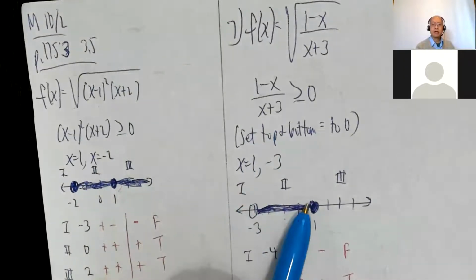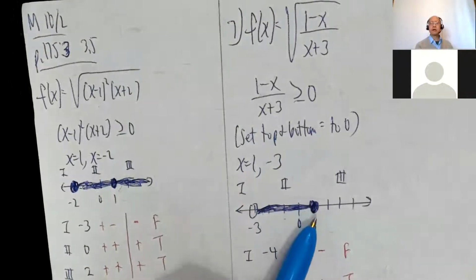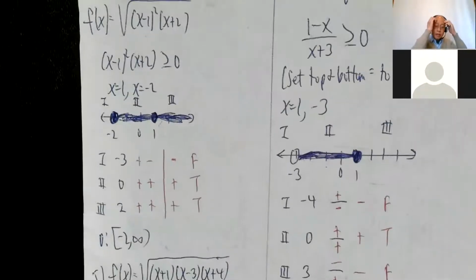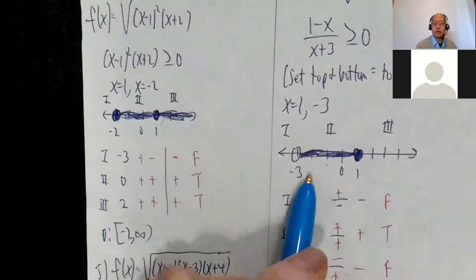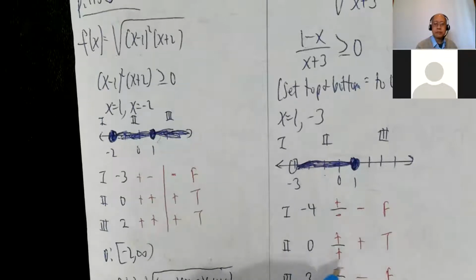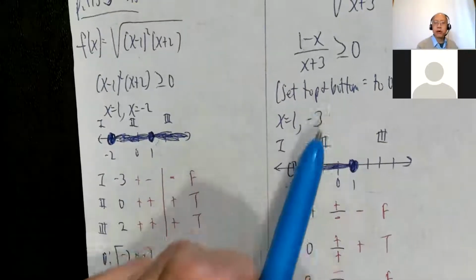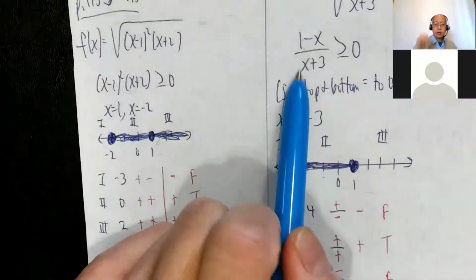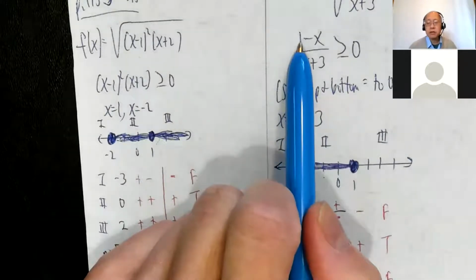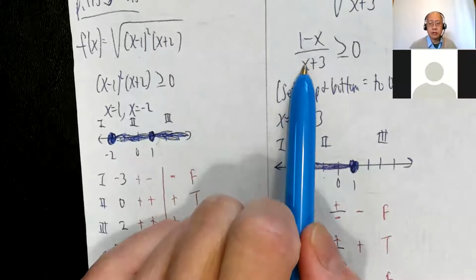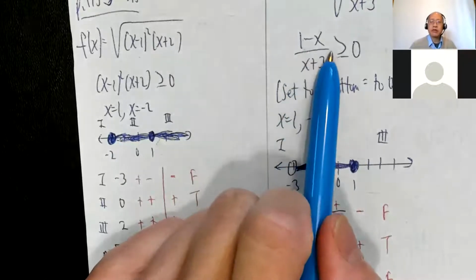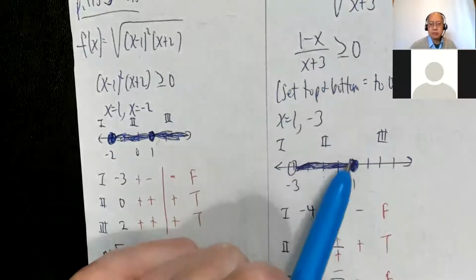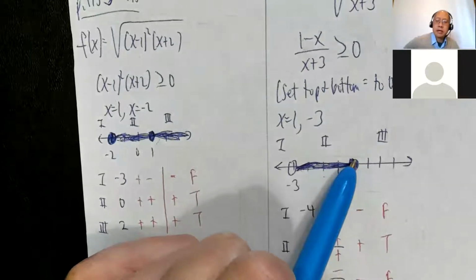So -3 and 1. Now, how come one of them is open and one of them is closed? Well, if you plug in 1, put a 1 here and a 1 here. 1 minus 1 is 0. 0 divided by that is 0. It will say 0 is greater than or equal to 0. That's true. Shade that in.